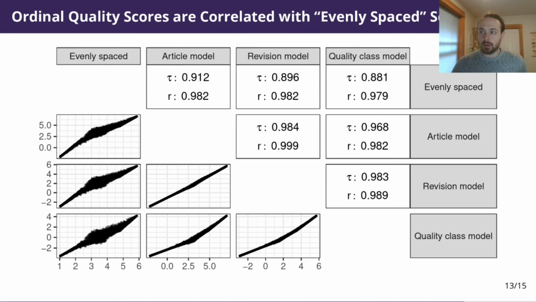The different ordinal model quality scores are extremely tightly correlated, and they're even highly correlated with the evenly spaced assumption. Now, if you look at these charts that show the correlation between the evenly spaced scores and the ordinal scores, you'll see that there's some disagreement, especially in the middle range of quality.